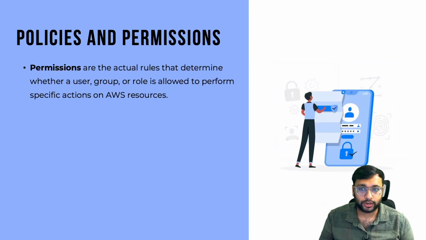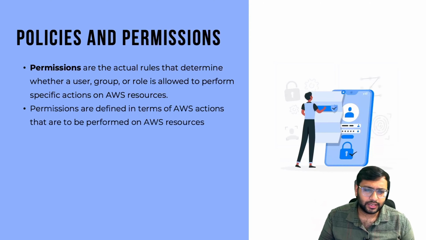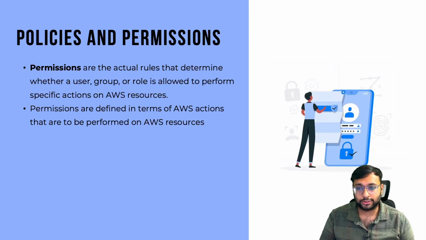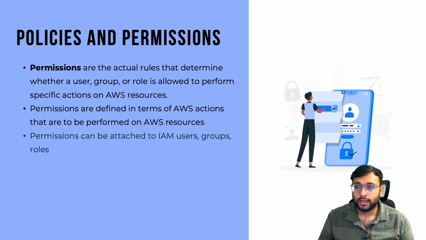This is a very important part here. Next, permissions are defined in terms of AWS actions. I have been saying all along that whatever actions you perform on AWS resources, that is what your permissions are. So if you don't have permission to start the instance, you cannot do that. This is what the permissions define.